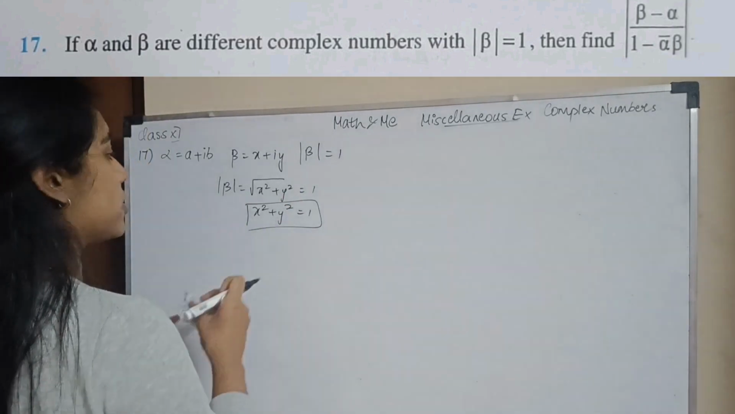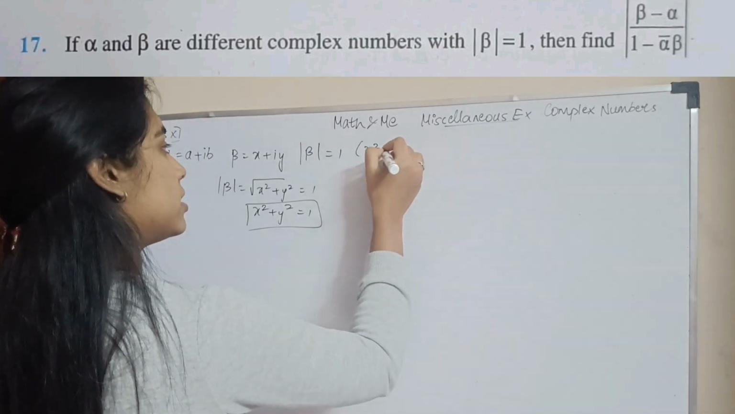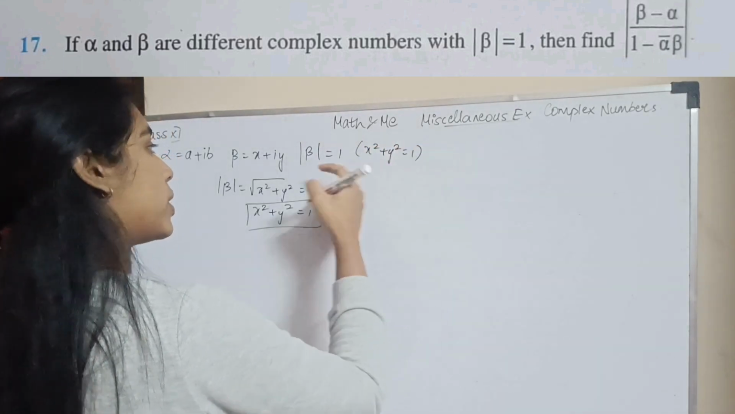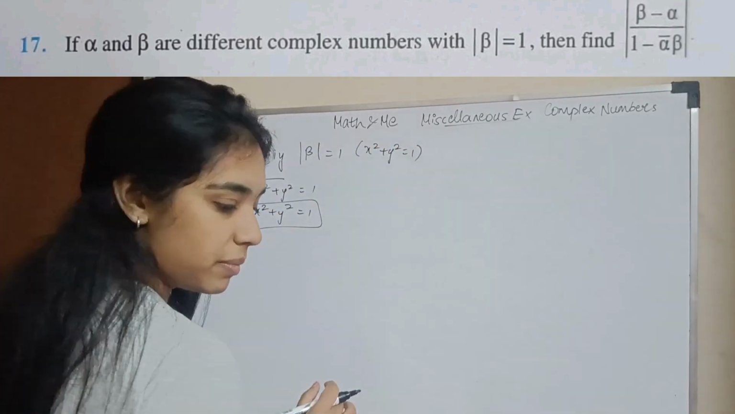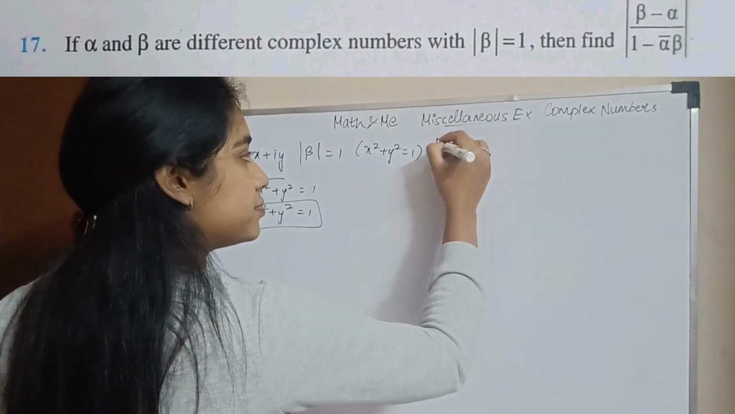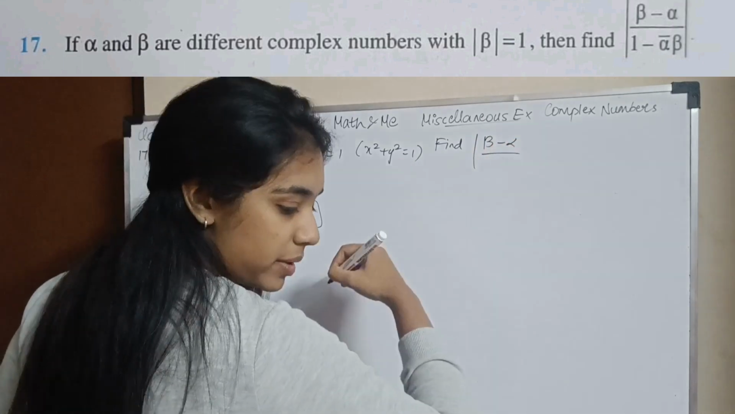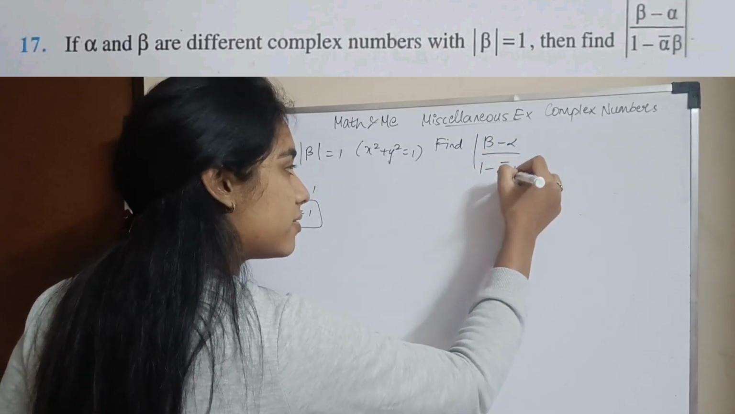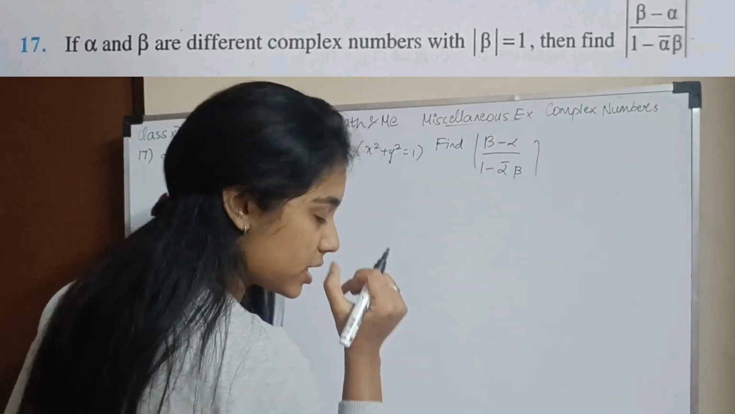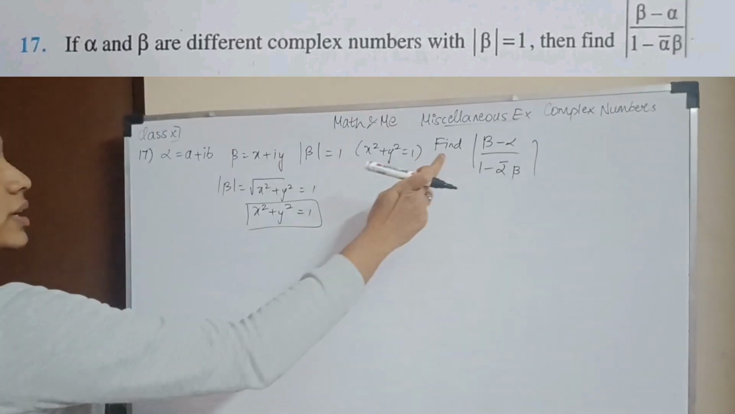Let me write it over here. So x square plus y square equals 1. That is the meaning of mod beta. Then find the mod of beta minus alpha divided by 1 minus alpha bar beta. Okay? Copy the question correctly. So I have to find this.